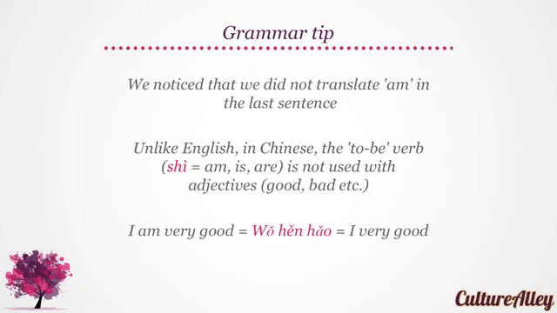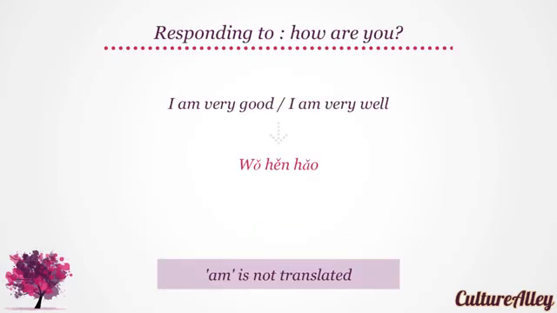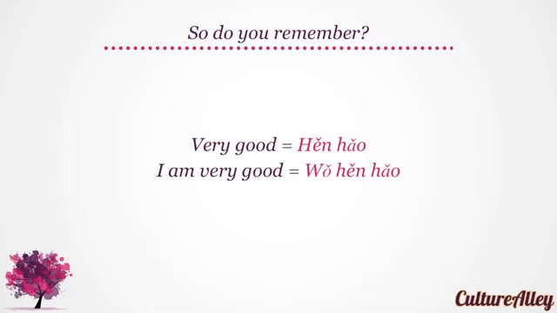Let's try that again. 我很好. Great! So I am very good or I am very well translates to 我很好. So remember that very good translates to 很好, while I am very good translates to 我很好, because am is not used with adjectives.